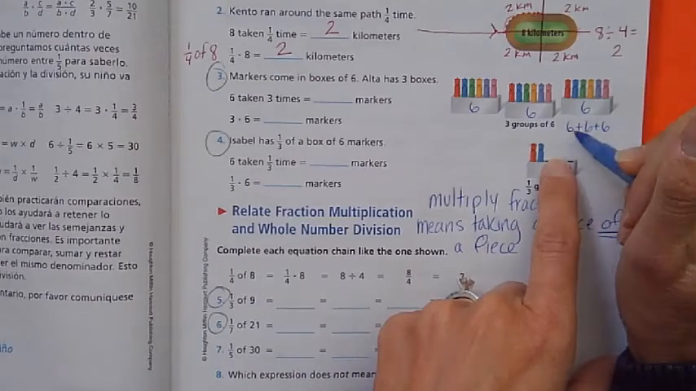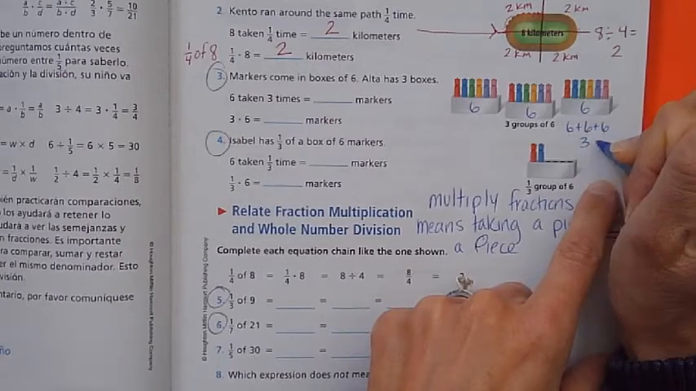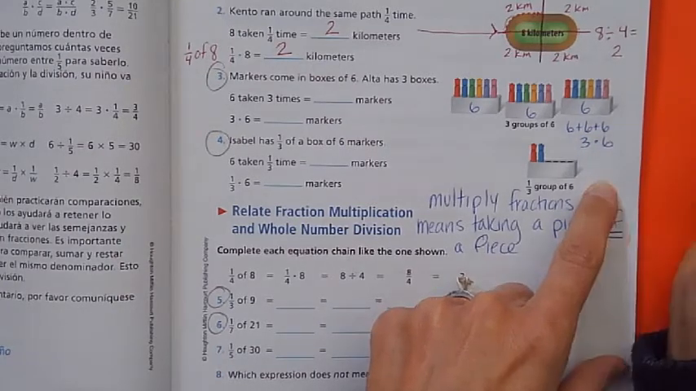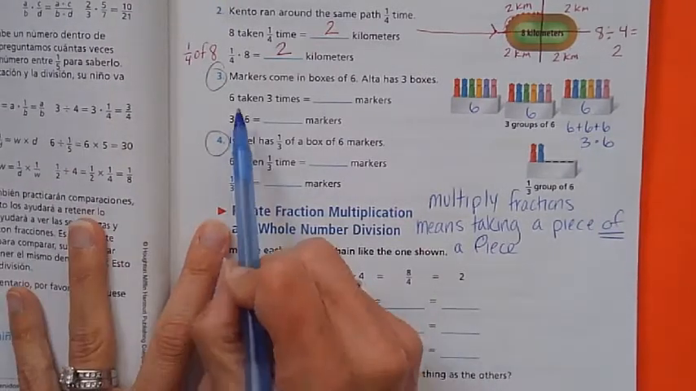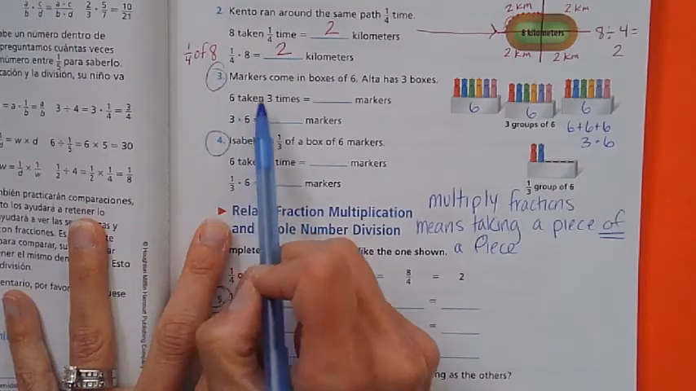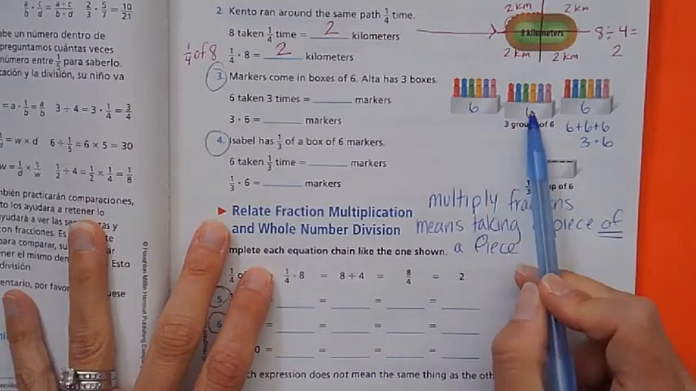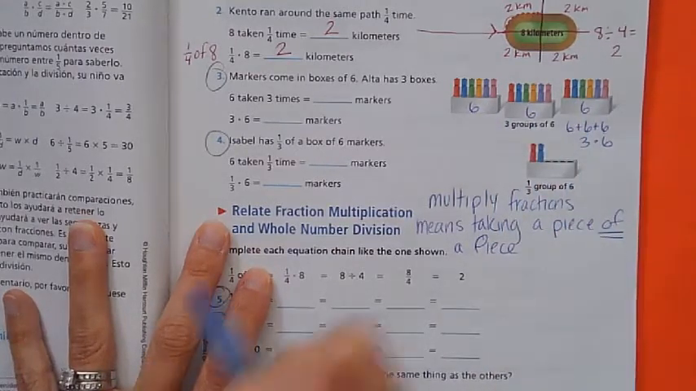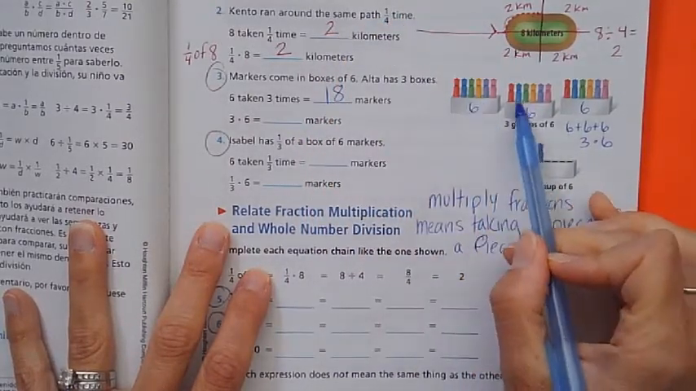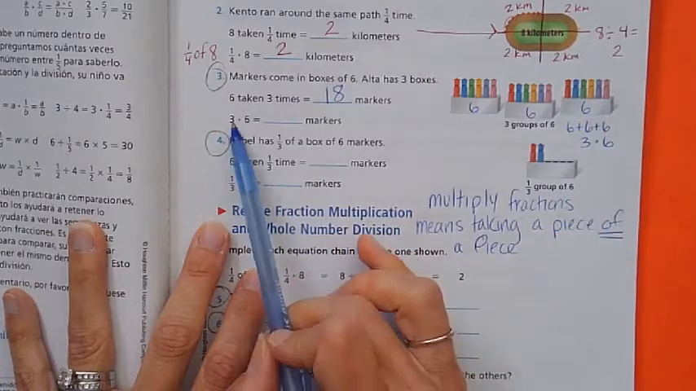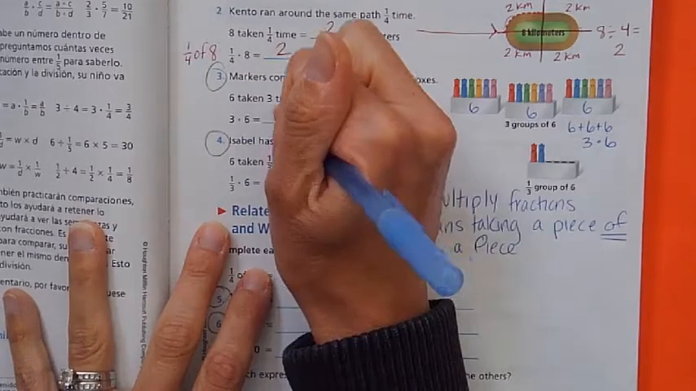Or, because we know that multiplication is repeated addition, we see there's 1, 2, 3 6s, so that is 6 3 times. If you look at the number sentence right here, 6 taken 3 times means 3 times 6, or 3 groups of 6. 6 times 3 is 18 markers. 6, 12, 18.